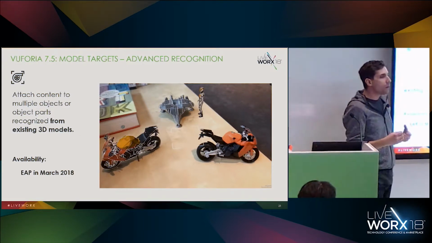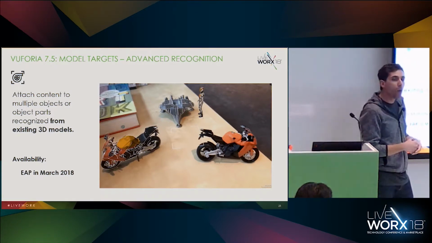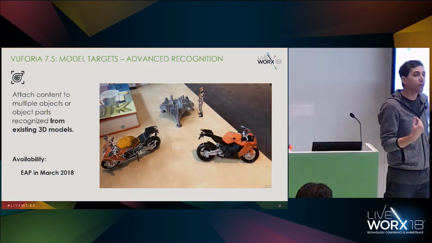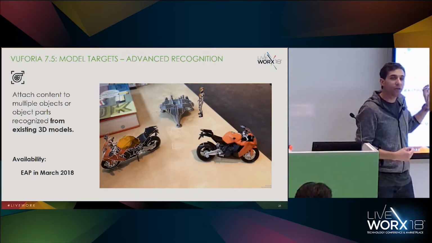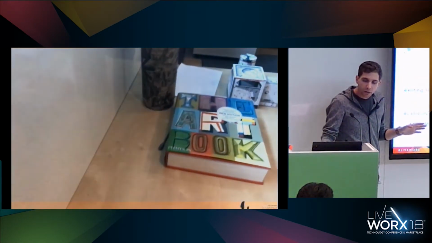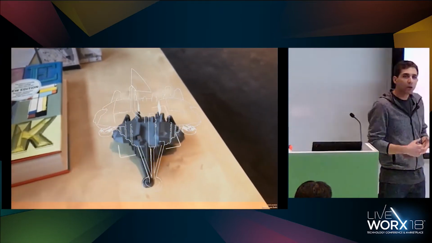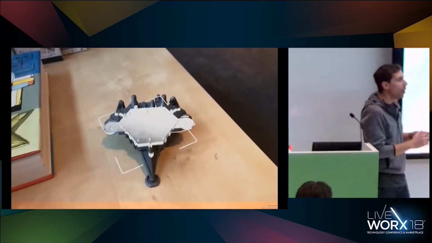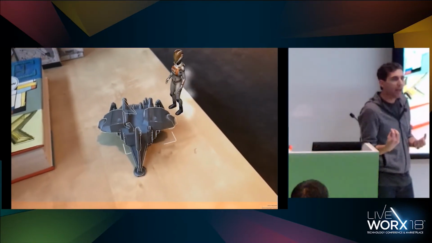So I talked a lot about some of the things that we're doing with model targets. I want to talk a little bit about what we're doing on our next revision of model targets, which we call model targets with advanced recognition. So what we're doing here is tying our model targets technology with deep learning in order to be able to recognize not only many objects, but objects from any angle.